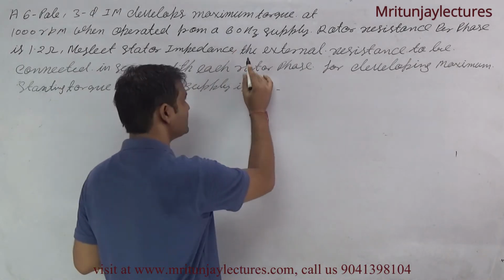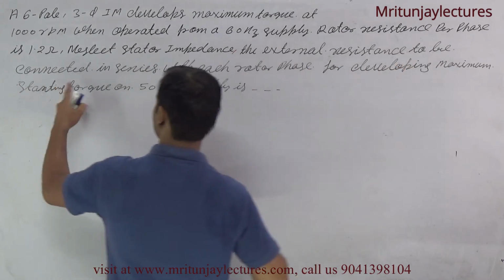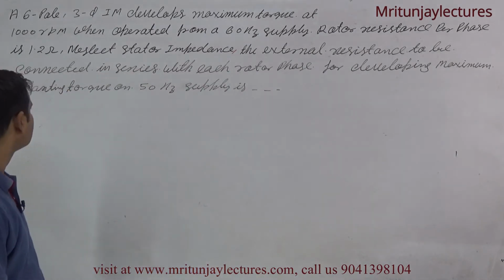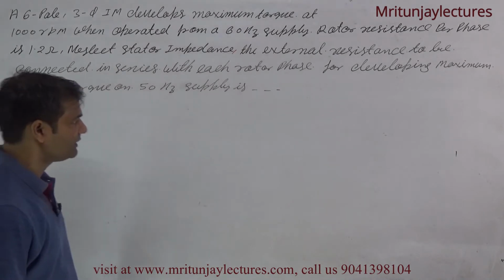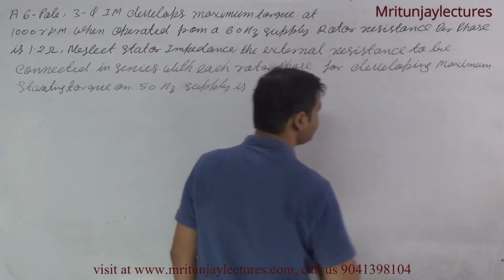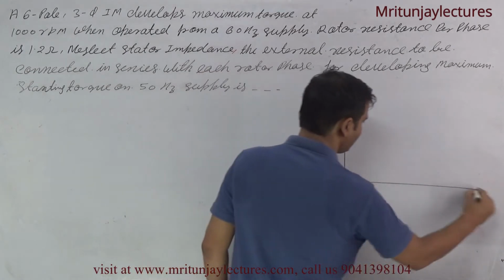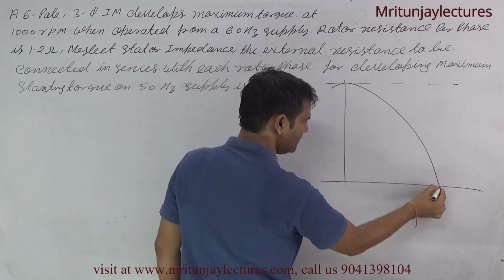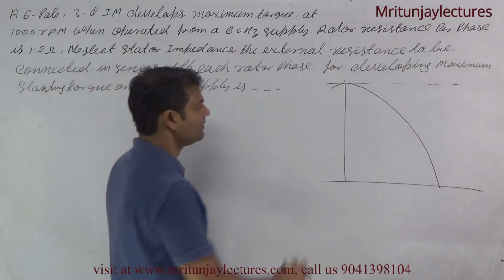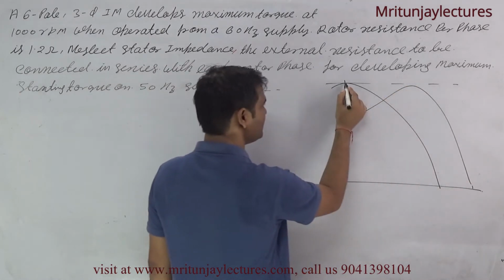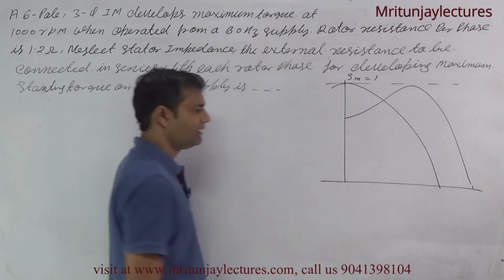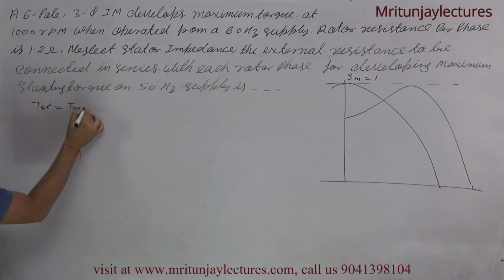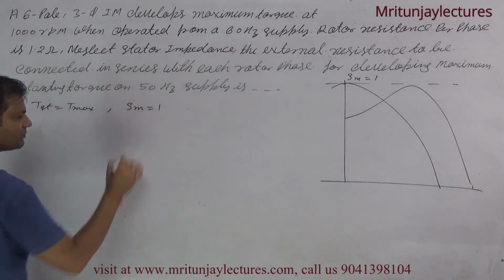Additionally, we are adding some part: the external resistance to be connected in series with each rotor phase for developing maximum starting torque on a 50 Hz source. Now I know that for maximum starting torque, the slip is equal to 1. Starting torque will be equal to T max, and Sm is 1.